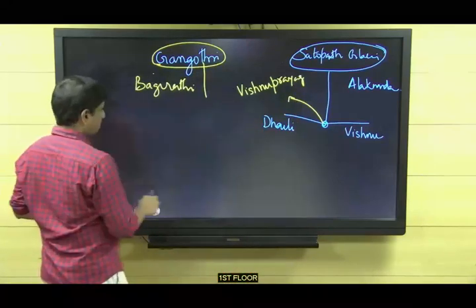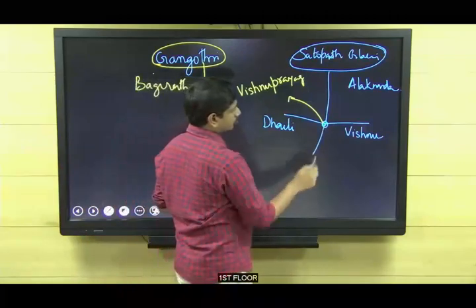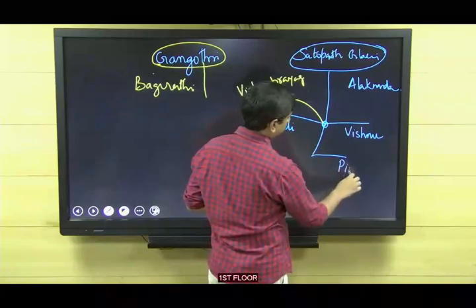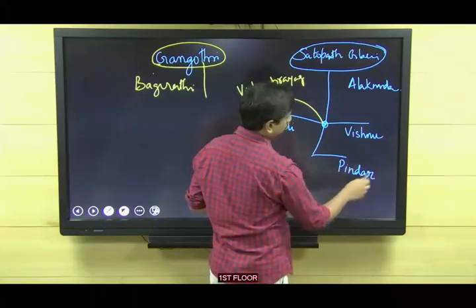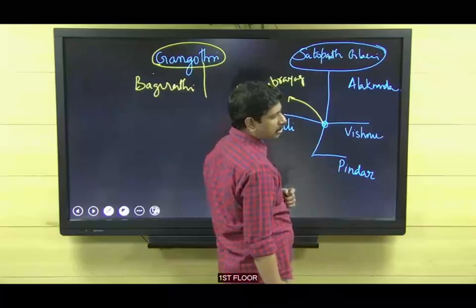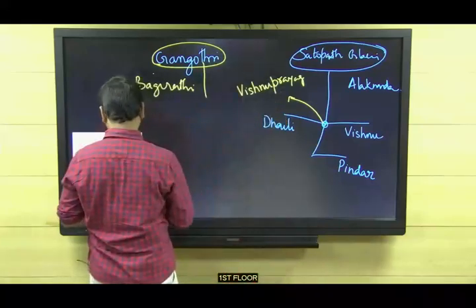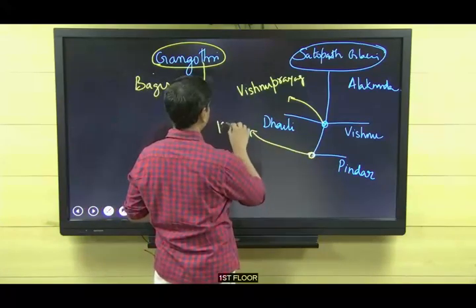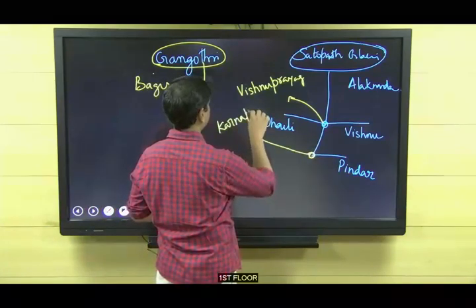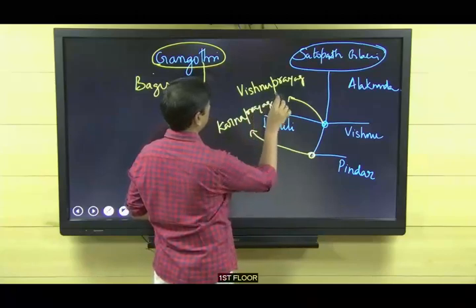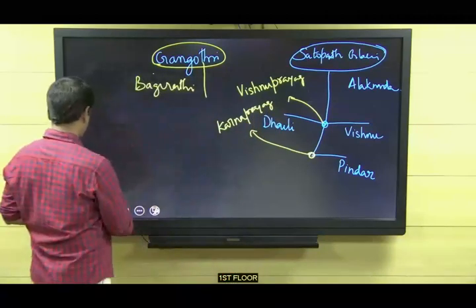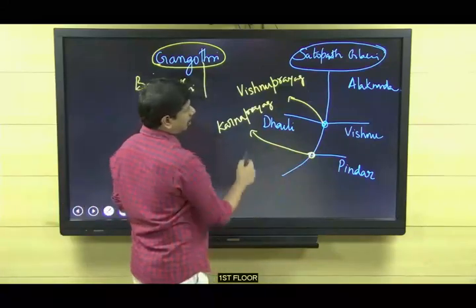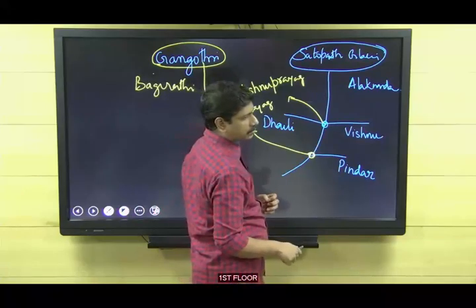And then the river comes even down. It meets Pindar. The place is known as Karnaprayag. Only blue color is river, yellow color is I am labeling it.